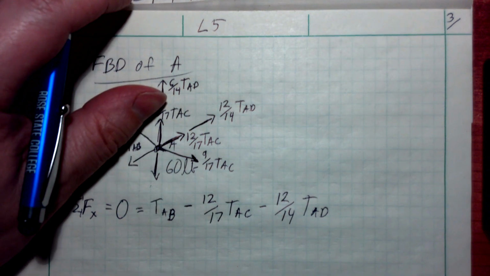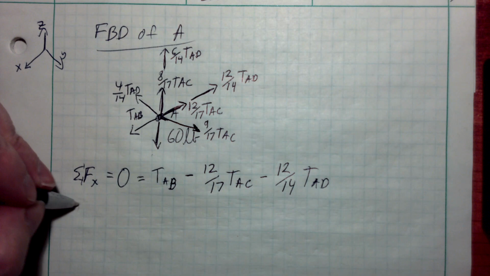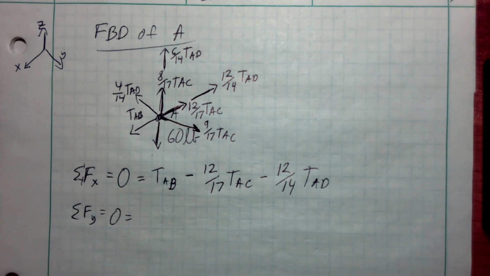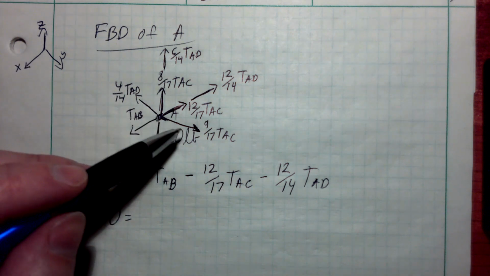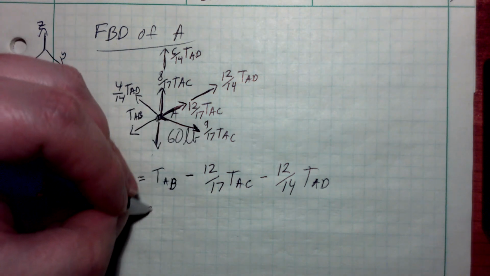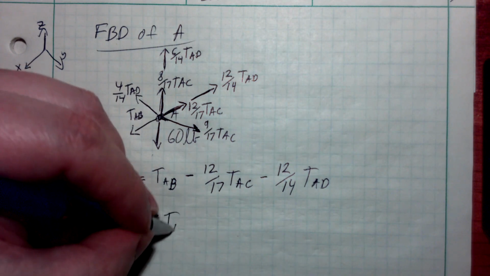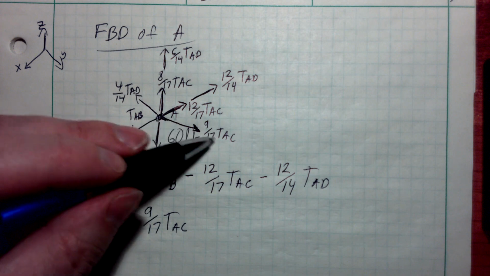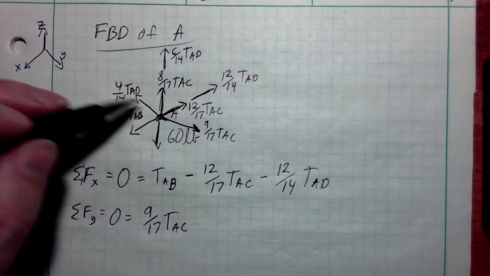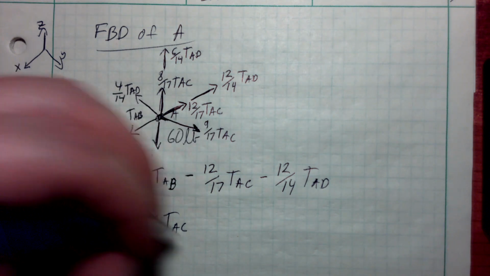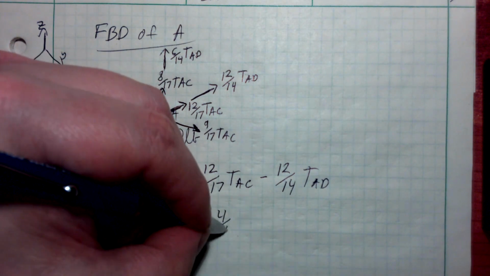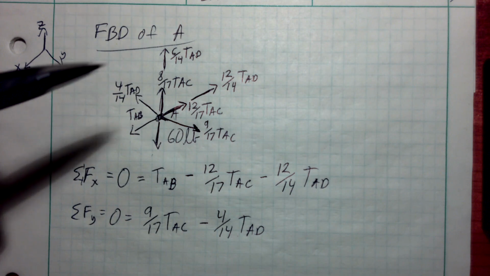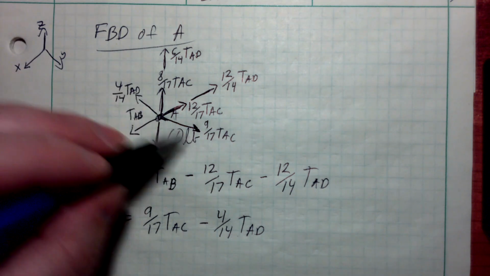Okay, now I can go through and add my y direction forces. Sum of forces in the y direction, that's also going to be 0. So in the y direction, I've got, in the positive y direction, 9 over 17 T_AC. This guy is in the positive y direction. This is in the negative y direction, minus 4 over 14 T_AD. And that's all I have in the y direction.